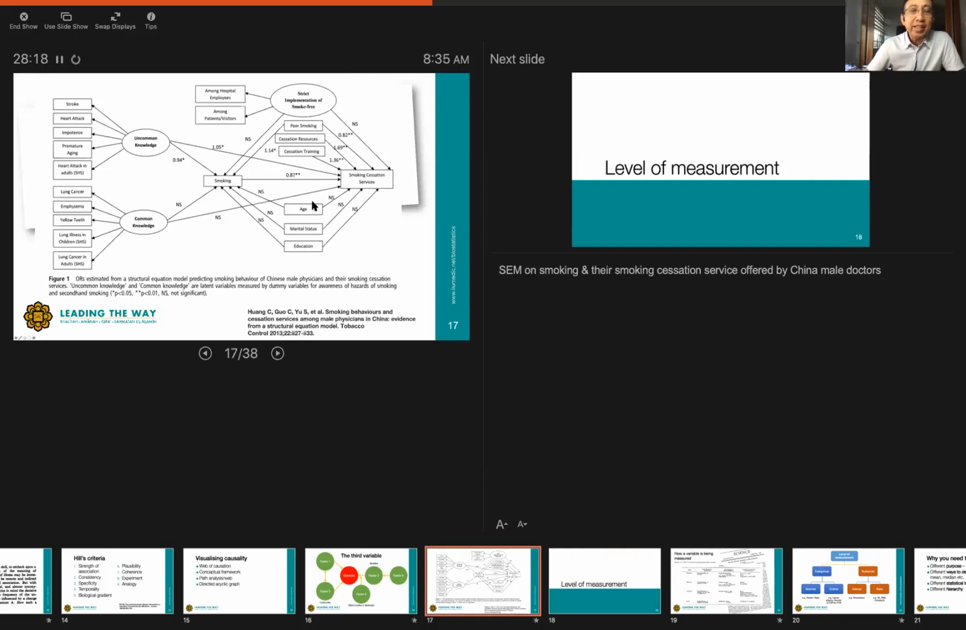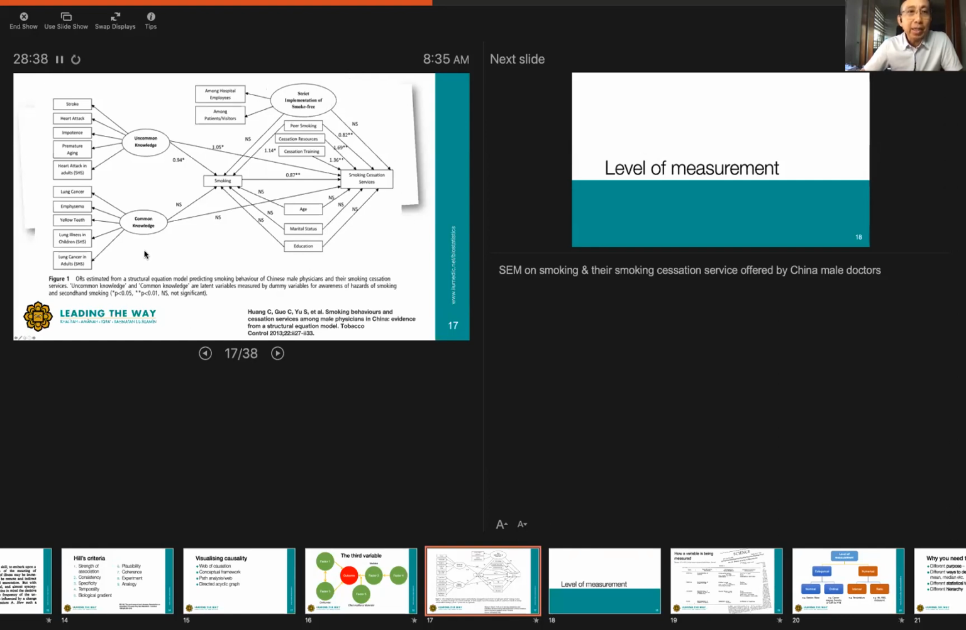My point is that, oh yeah, by the way, for your information, this drawing is drawn using SEM format. In SEM, you can see there's a rectangle here, and then there are also circles. That's a different connotation. A circle is something not measured directly. We call it a latent variable.